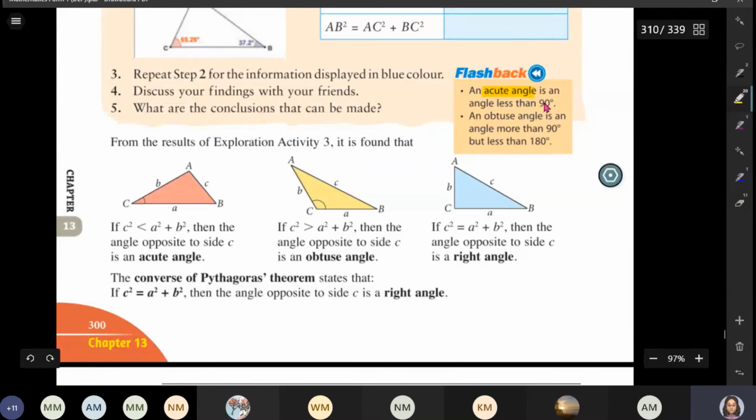So you have to know what that means. Acute, obtuse. So obtuse is more than 90 degrees. Less than 90 is acute. Obtuse is more, but less than 180, because when it is 180, it becomes a straight line.